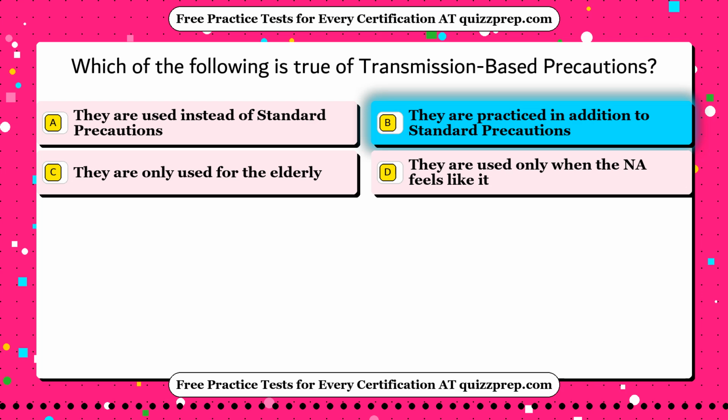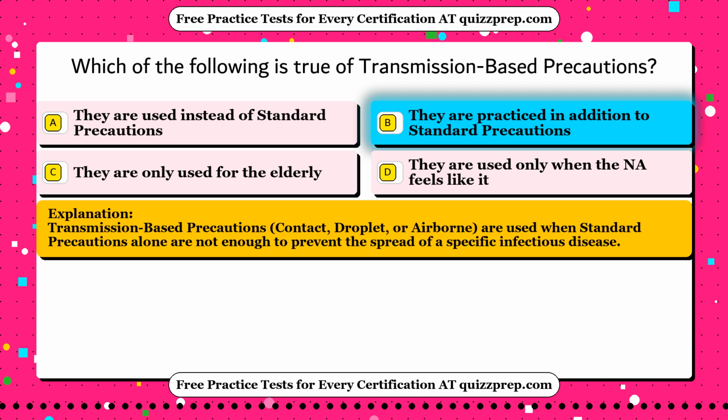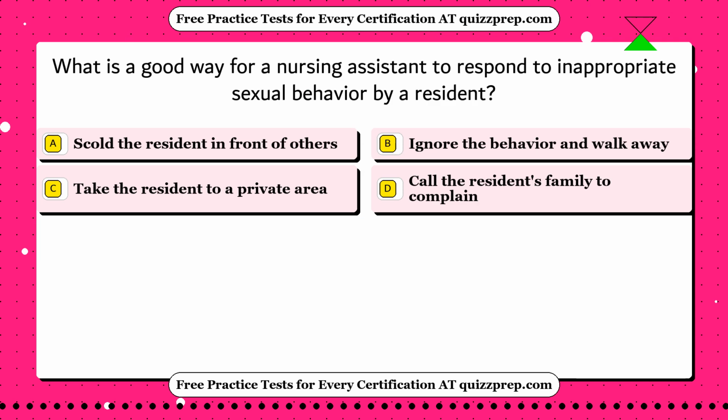The correct answer is option B, they are practiced in addition to standard precautions. Transmission-based precautions, contact, droplet, or airborne, are used when standard precautions alone are not enough to prevent the spread of a specific infectious disease. Question 72.